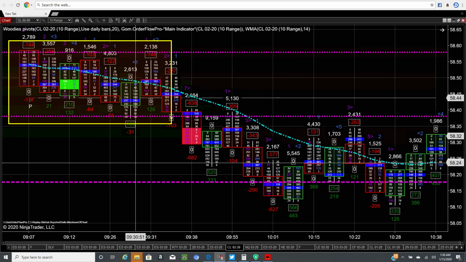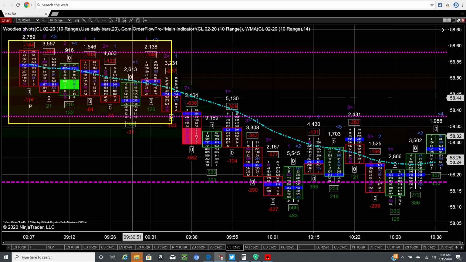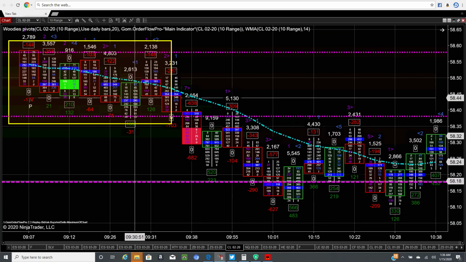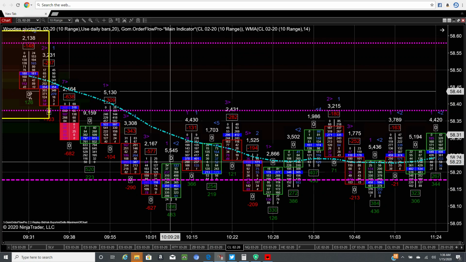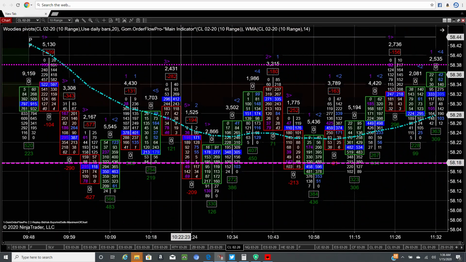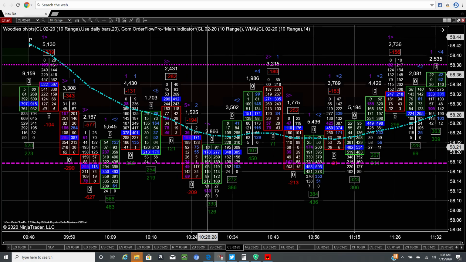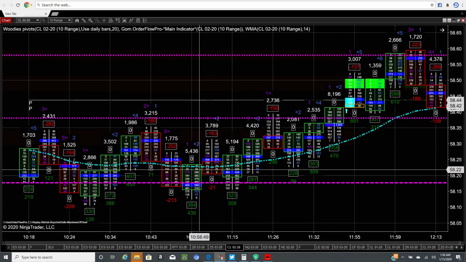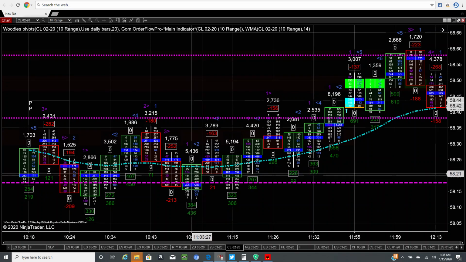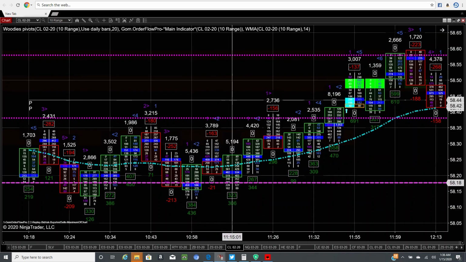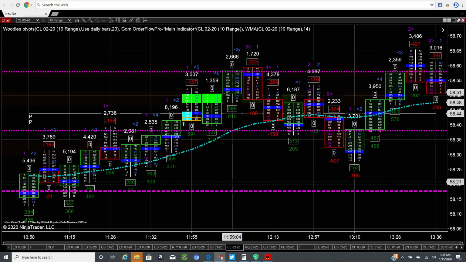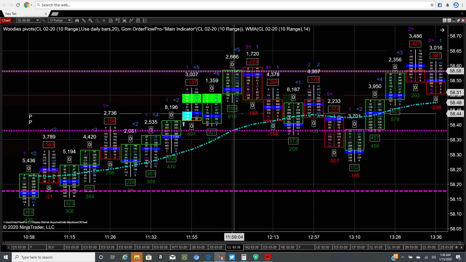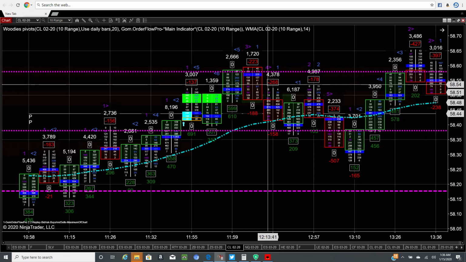This is called symmetry. I want you to notice what happens for the rest of the day at this purple line. We come down to it, immediately we rally back above it. We come down to it, immediately we rally back above it. Then we use this for support. Then we rally all the way back up to the top of the range, which was that yellow box, and we sell off again.